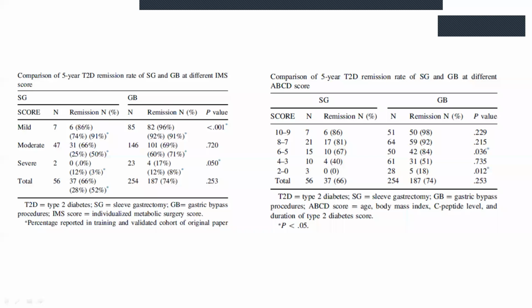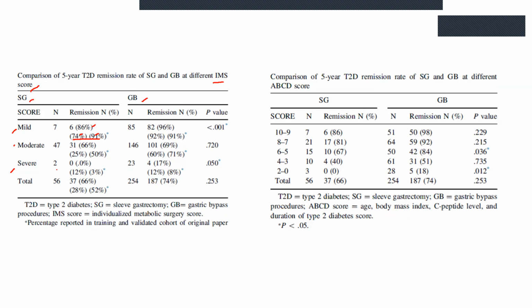So the IMS score here for the sleeve group and the gastric bypass group. According to the IMS, the groups are classified into mild, moderate, and severe. For the mild group in this cohort, they found the remission rate was 86%. And according to the original paper of the IMS, the prediction was a remission of 74% in the original cohort, and the confirmatory cohort showed 91% in case of sleeve. So this was the comparison made in this cohort.